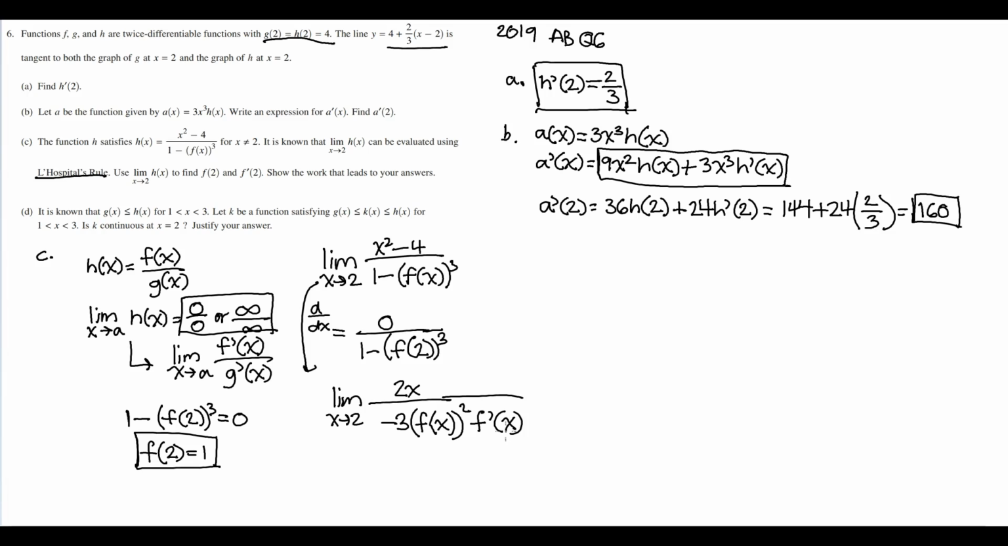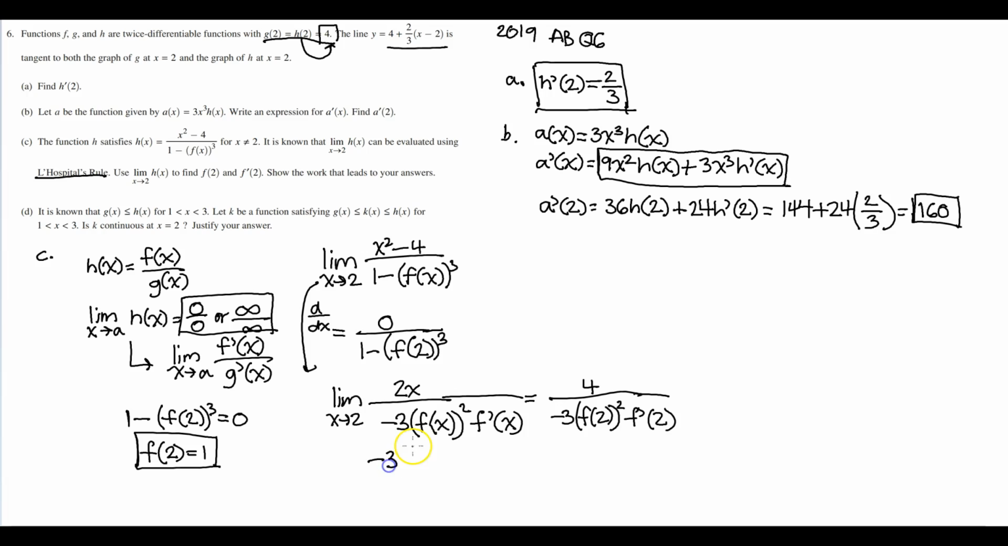So as x approaches 2, we get 4 over negative 3 f of 2 squared f prime of 2. Now, this can be solved, okay? And we know this exists because we know this has to equal 4, because we're given that h of 2 equals 4. So this limit has to equal 4.